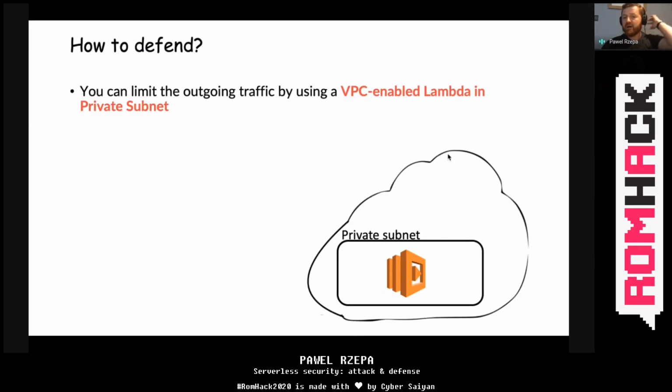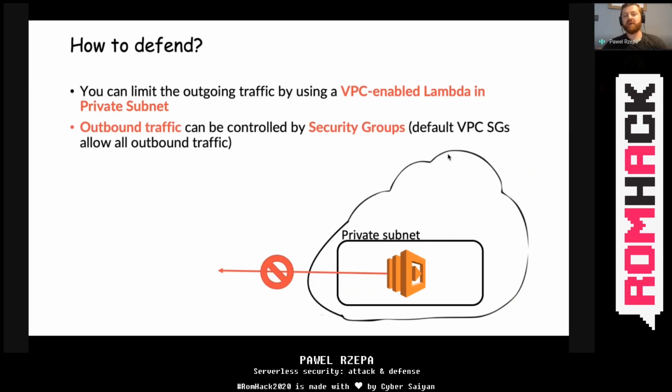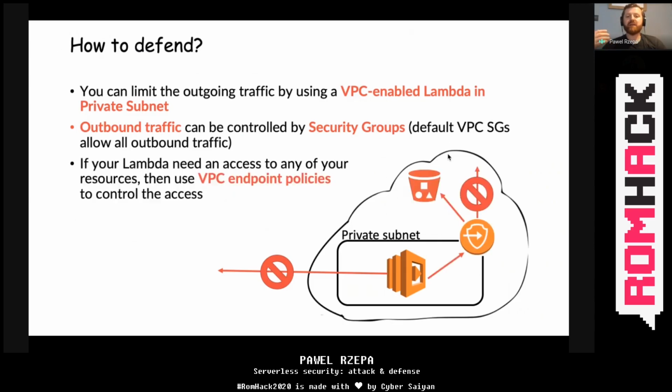So how to defend? Well, you can run Lambda in your VPC, because by default it runs outside of your VPC, and you can put this Lambda in a private subnet. If you don't need any outgoing traffic from your Lambda outside of your VPC, then simply block the traffic using a security group and attach it to the private subnet. Furthermore, if you require any interaction with your internal AWS resources, like for example the S3 bucket, then you can use VPC endpoints and specify the permissions using VPC endpoint policies. And a similar approach can be applied also in Azure and in Google Functions.